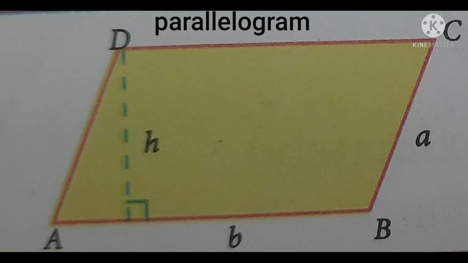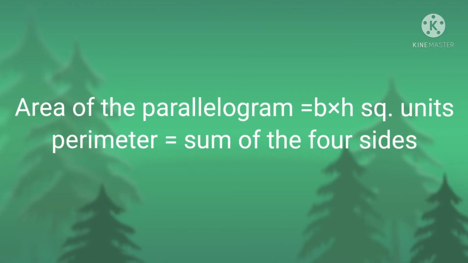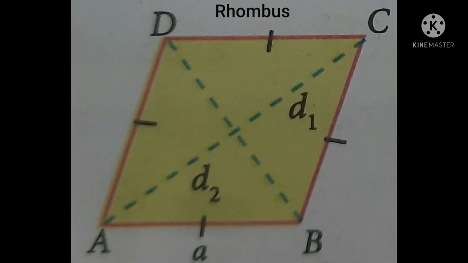Now we will see the area. Area of the parallelogram is equal to base into height. And now what is the perimeter? Perimeter of the parallelogram is equal to the sum of the four sides.